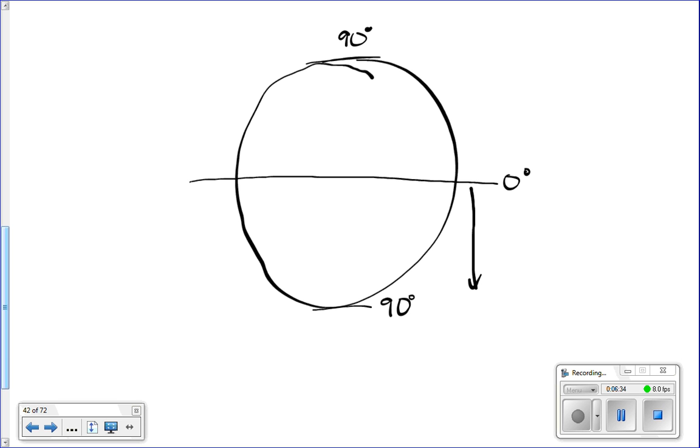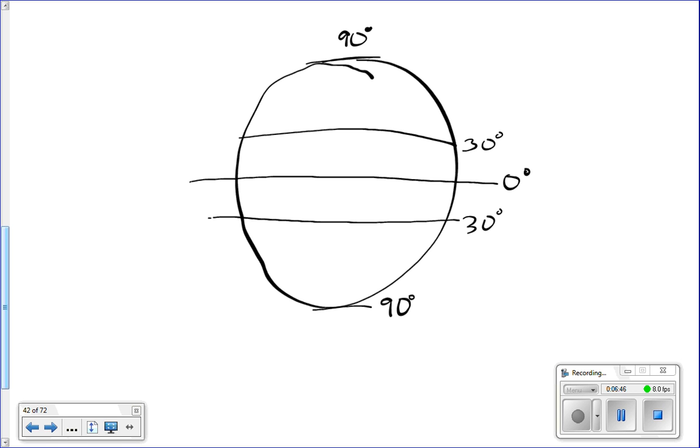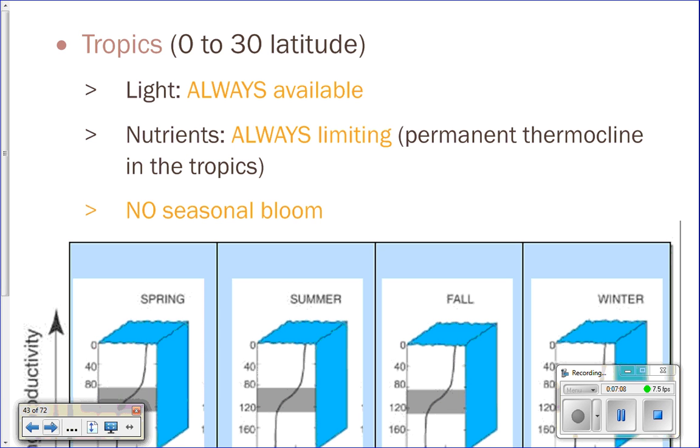A couple of lines of latitude that you need to be familiar with are 30 degrees south and 30 degrees north. In between 30 degrees north and south, that's the region of the Earth we call the tropics. Between 30 and 60 degrees north and south are the temperate regions. Anything south or north of 60 is the poles. Let's look at the bloom patterns in the tropics.